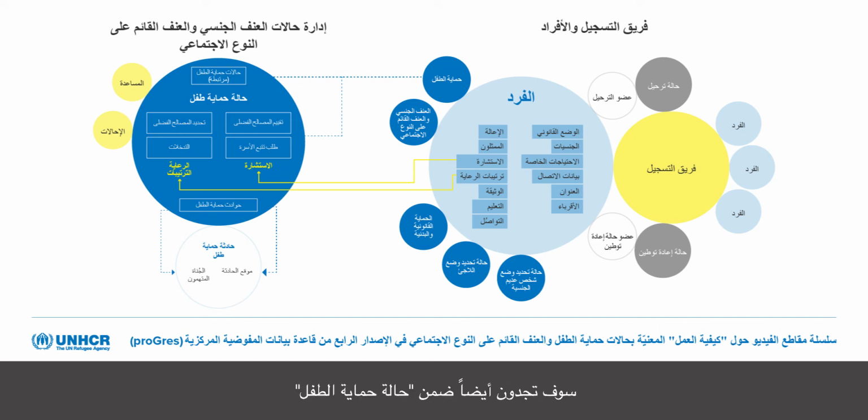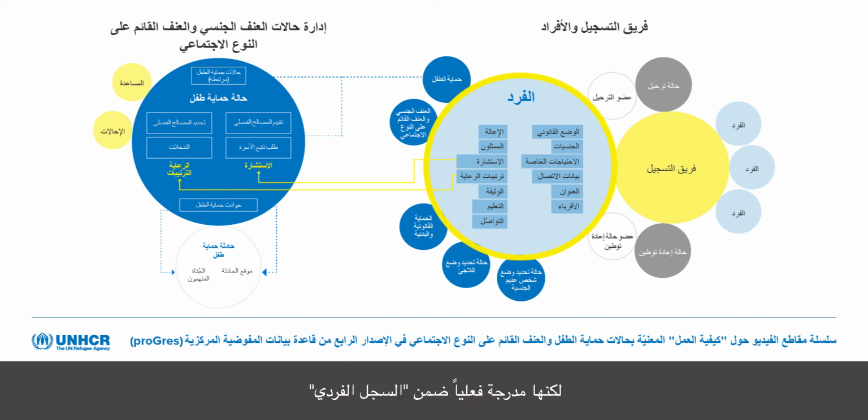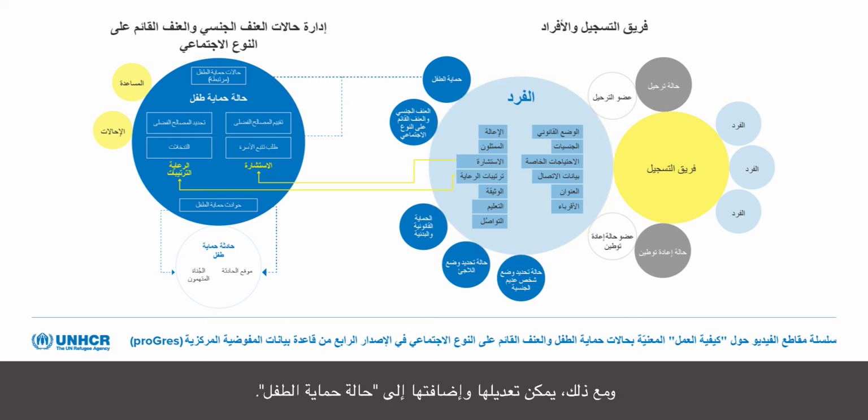You will also be able to find within a child protection case information for care arrangements and counseling and do modifications to those, but they actually are housed within the individual record and the individual entity within registration, but are able to be modified and added within a child protection case.